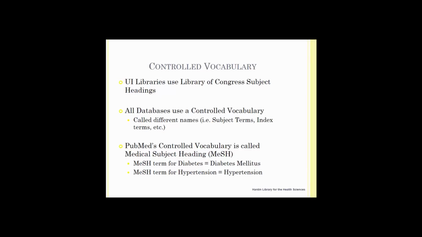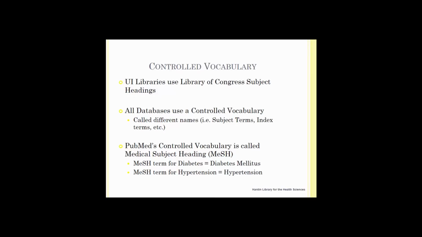In PubMed, their controlled vocabulary is called Medical Subject Headings, or MeSH. And the way that it works, and again, I could spend an entire hour going into PubMed and at least half of that going into subject searching, which uses the controlled vocabulary of PubMed. But basically, when you're typing in a search like diabetes, hypertension, PubMed breaks down your search and tries to map every term that you've used to a medical subject heading.